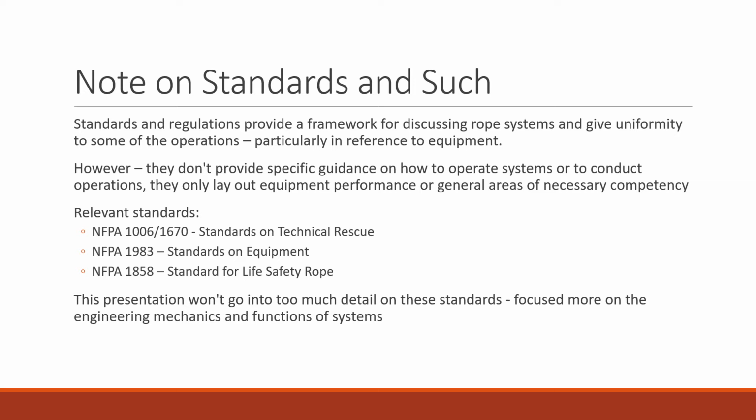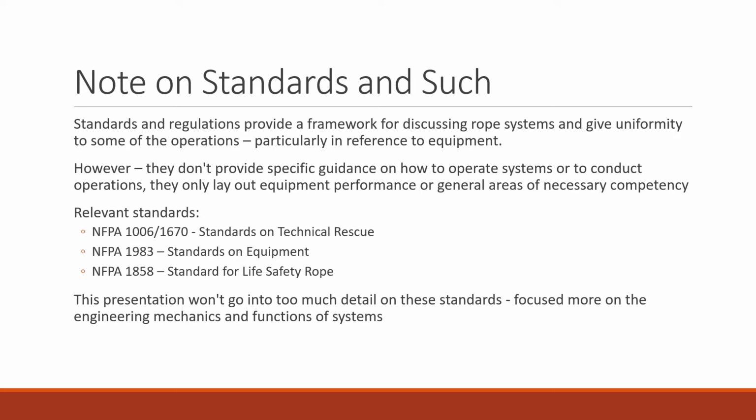So you can have an awareness qualified organization, a capable organization, or a technician qualified organization, and they give different capabilities for the organizations based on those standards. So 1670 is about organizations, 1006 is about people.